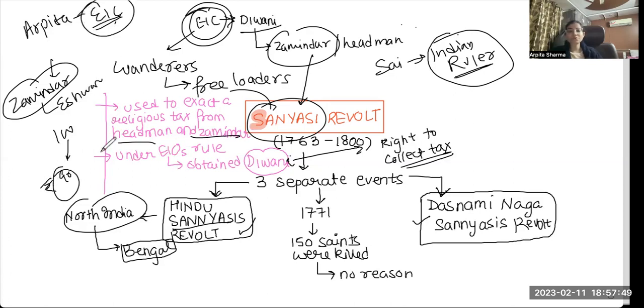I am the East India Company official. You are left with 10 rupees. With those 10 rupees, you have to feed your family also. When the sannyasi visits your house, you will not be able to give him huge lavish donations, right? Clear? That is why the sannyasis felt very disrespected.